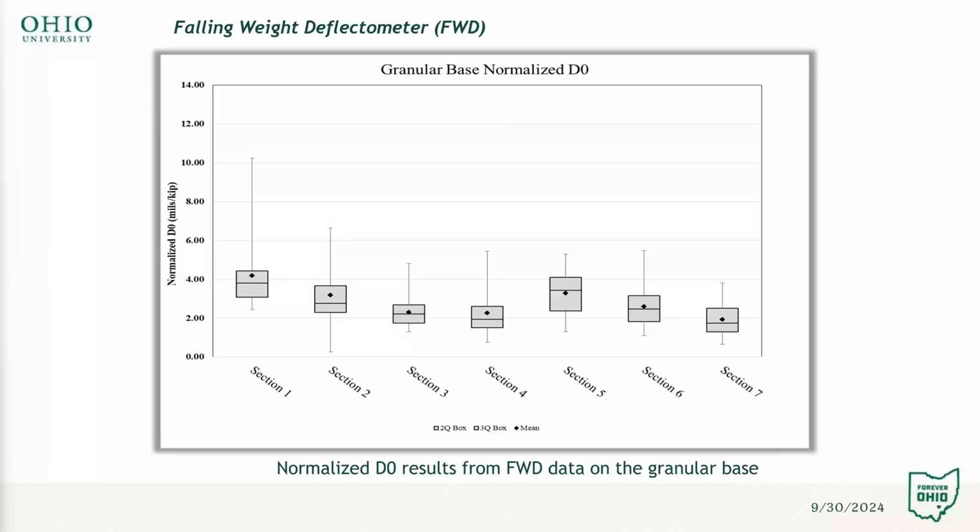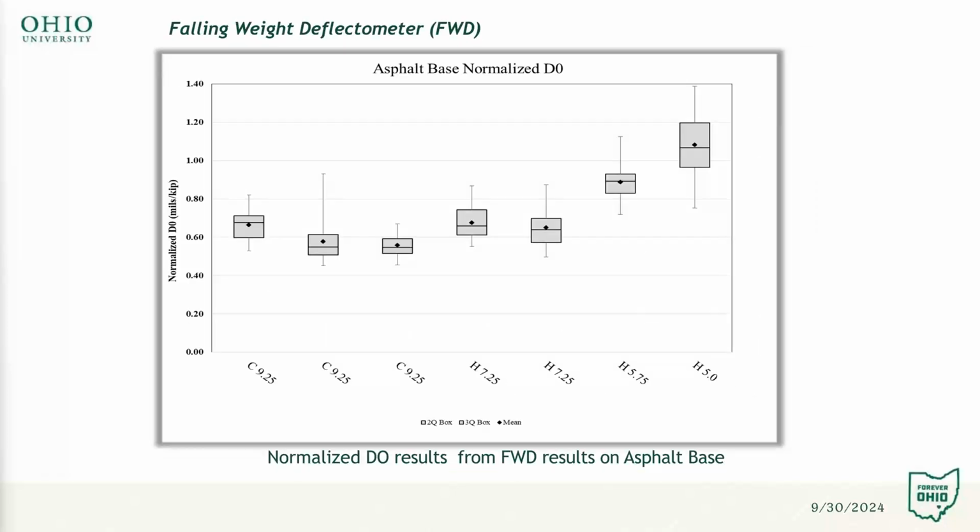This is the same data, but on top of the granular base, the 304 base, again normalized. Again, we're looking for variation, and there's slight variation, but not really anything large to look at. And then again, this is the FWD results through the asphalt base and the normalized D0 as well.